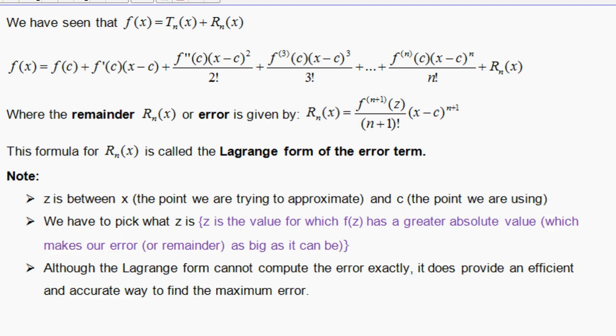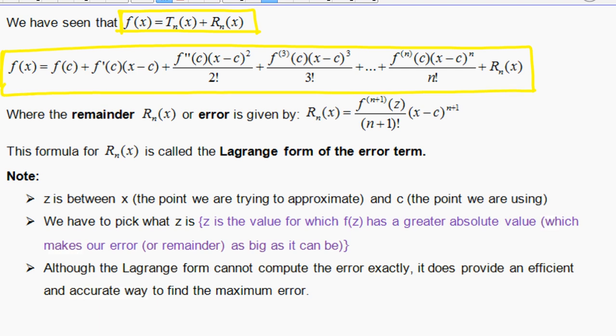All right, so we've seen that f of x is equal to T sub n of x plus R sub n of x, and you can write this equation this way. It's the same thing. So that is the error. And the remainder is given by this formula.